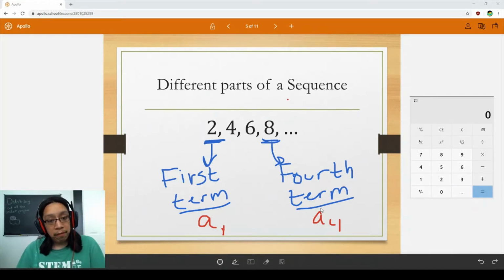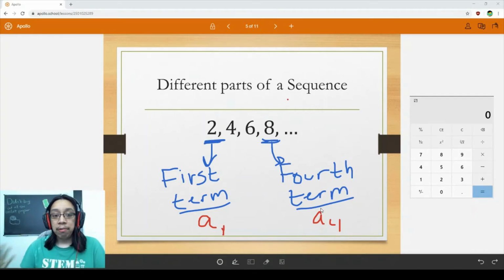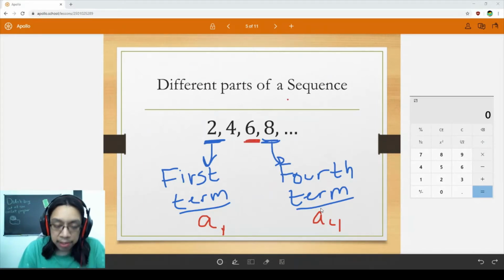So a1 just means the first term. If you wanted to represent any other number in your list, you would just say, hey, a little number this, depending on where you are on your list. So for example, think about the number 6 on your list. It's the third number in my list, right? So you would say that this would be a sub 3.